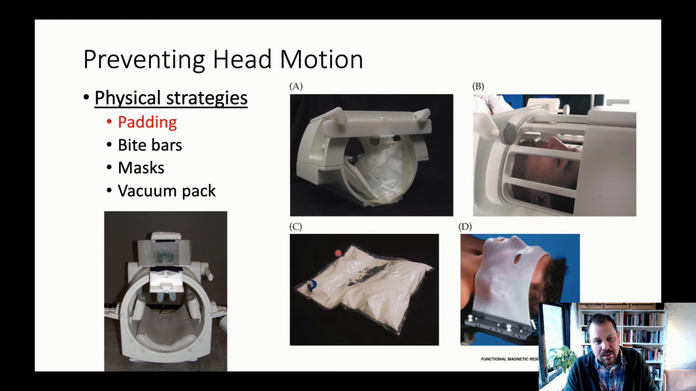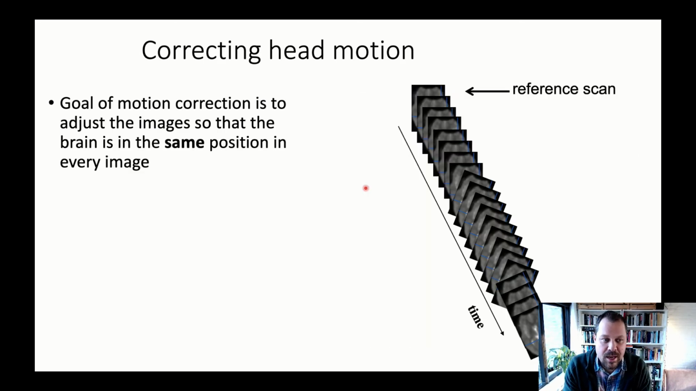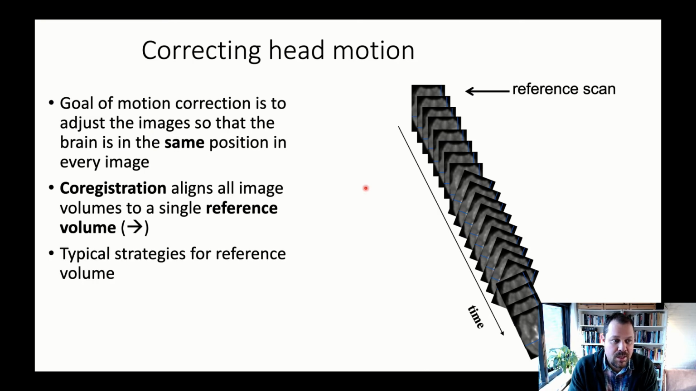But padding is the best. Padding such as shown here or here, or simple foam pads and mic and headphones work very well for us as well. And then after the scan, there's usually some residual head motion that we have to deal with. And we have algorithms for this in SPM that are called motion correction algorithms or co-registration algorithms that we can use.